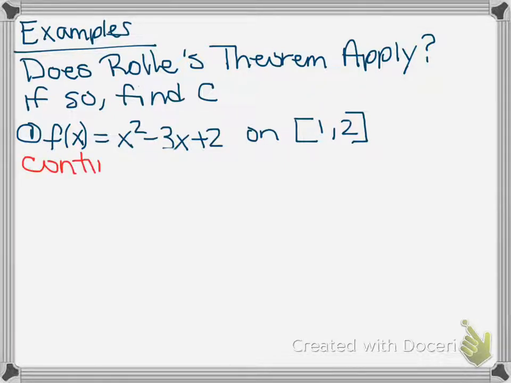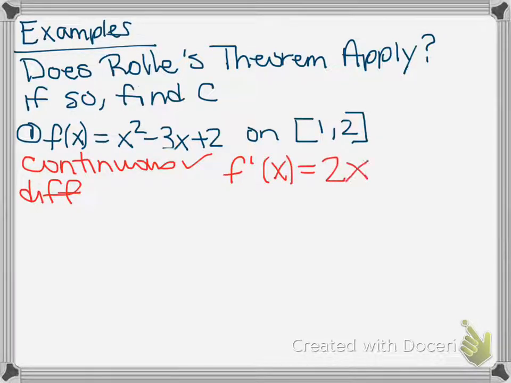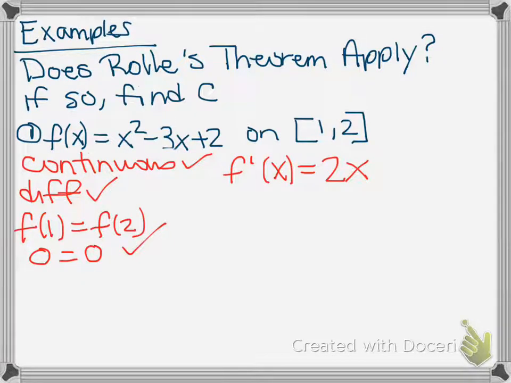Are we continuous? Well, we're a quadratic, so check yes, we are. Are we differentiable? Well, let's take our derivative. F prime of x equals 2x. Yes, we are differentiable on our interval here also. Does f of 1 equal f of 2? Well, let's plug in 1. 1 minus 3 plus 2 gives us 0. Let's plug in 2. 4 minus 6 plus 2 also equals 0. So check yes, our 3 prerequisites are met.